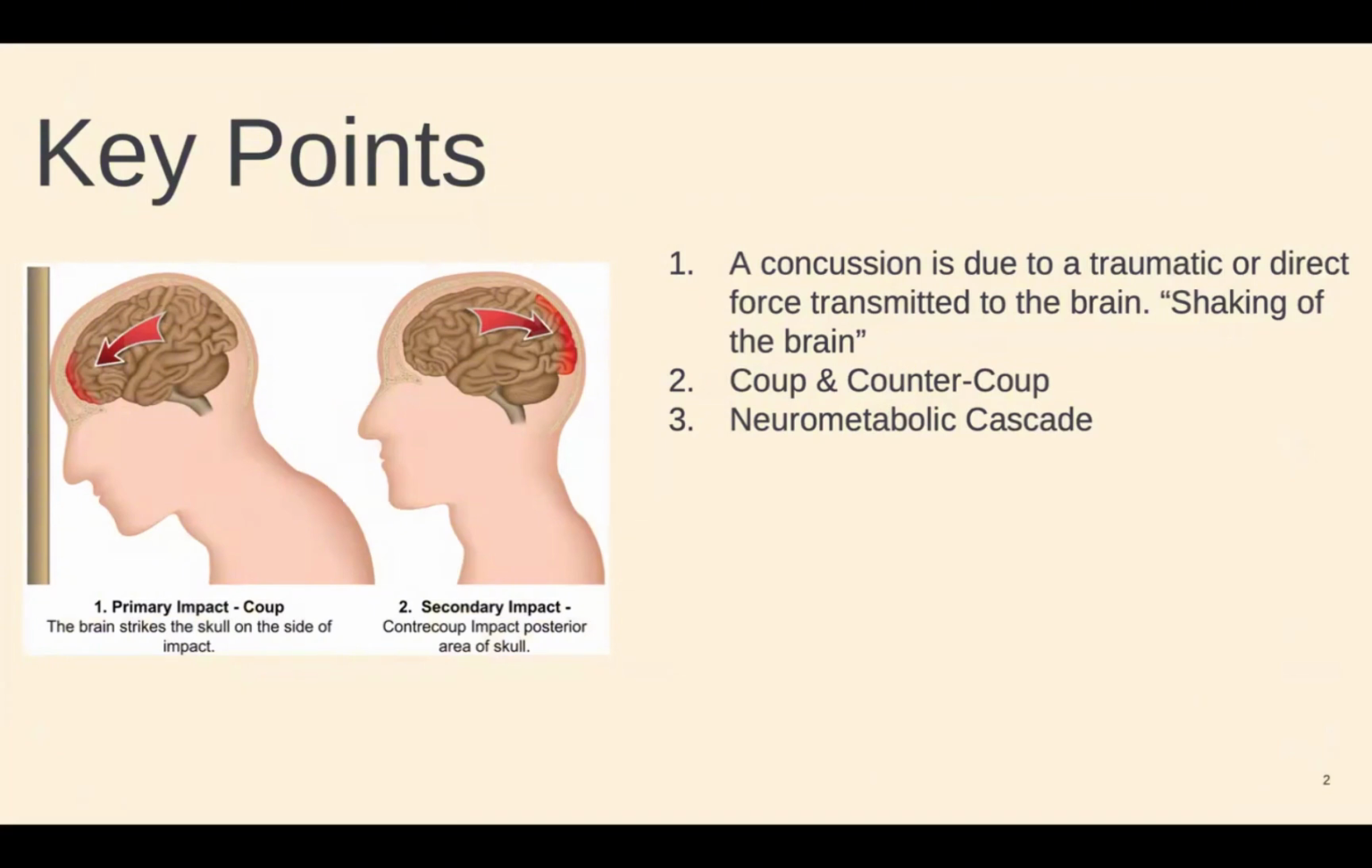And due to the shaking of the brain, we have two types of injuries. We have coup and counter-coup. Coup is when we have an injury on the same side that the force is applied on. And then counter-coup is when the injury is on the opposite side of the force that is applied. We call that the rebounding effect.